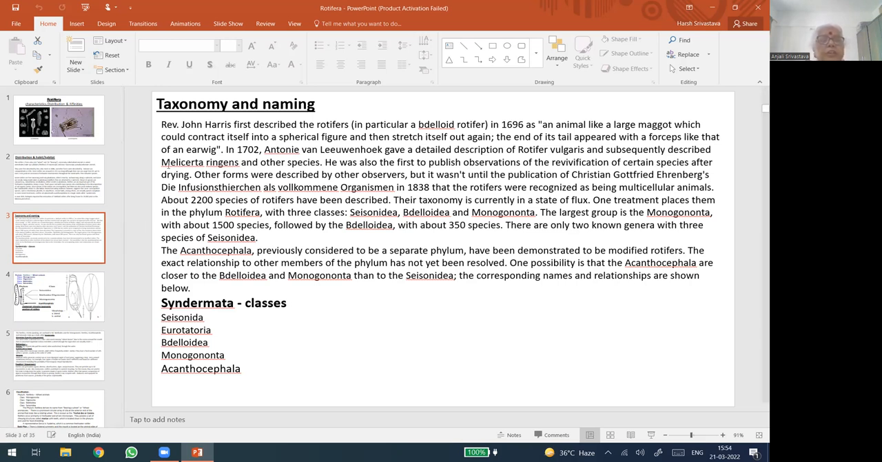So Ray John Harris first described the rotifers, in particular a Deloid rotifer, in 1696 as an animal-like large member that could contract itself into a spherical figure and then stretch itself out again.